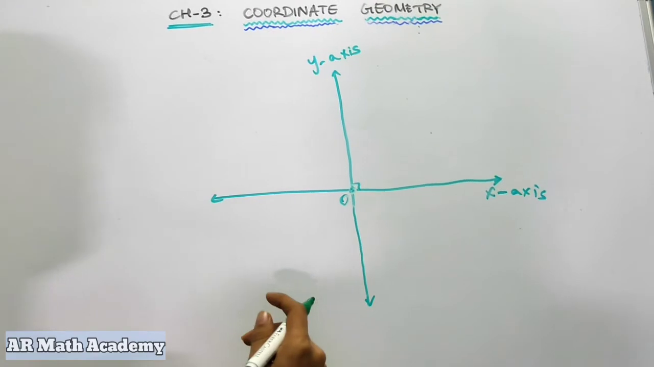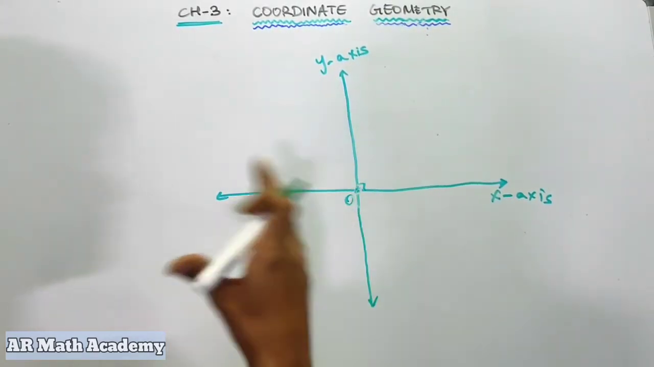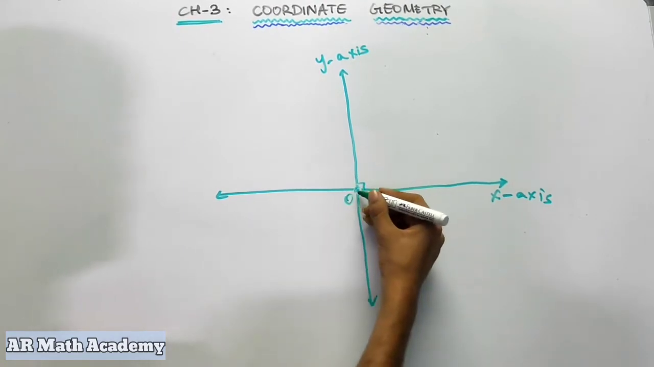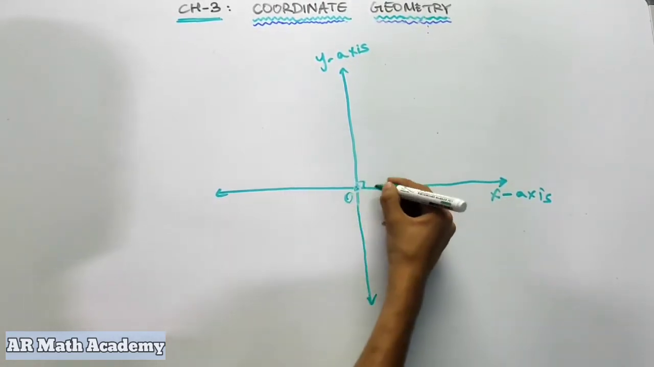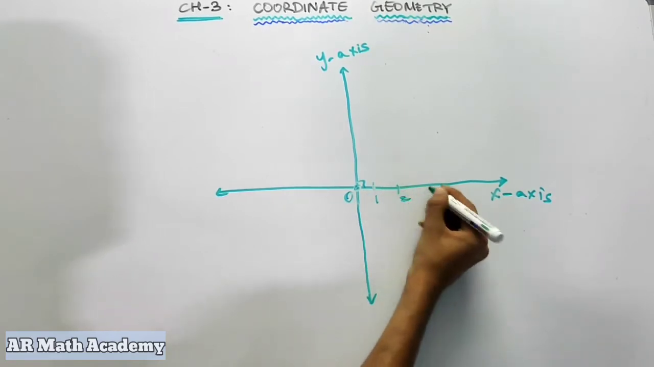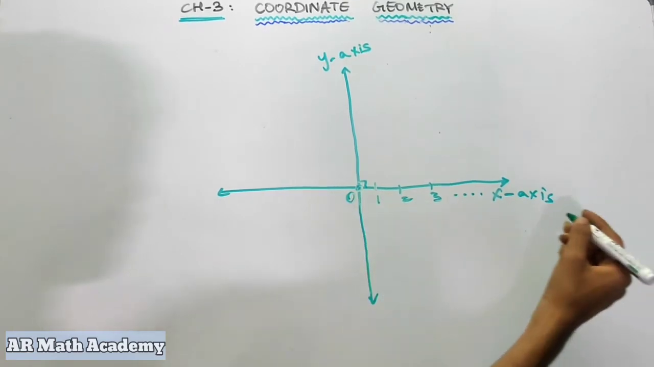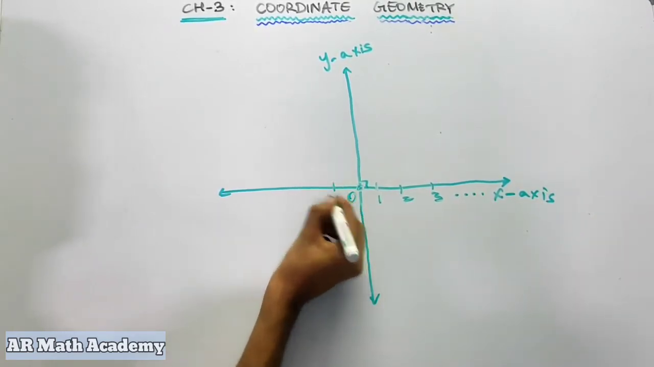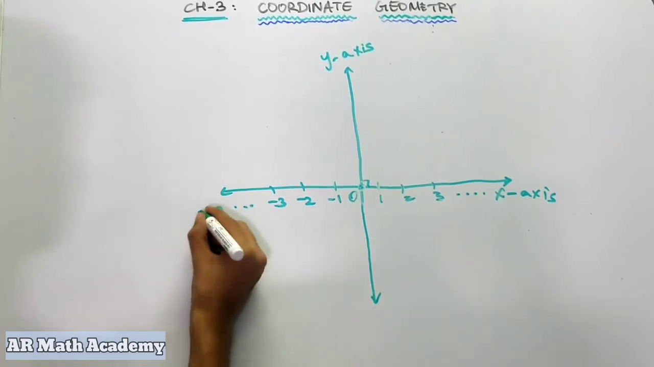Now another very important piece of information is that this x-axis is divided into certain markings. Well, 0 is considered as the center of the x-axis, and with 0 as the center, it is divided into 1, 2 and 3 and so on in the right hand side, dot dot dot till infinity, and in the left hand side -1, -2, -3 and so on till minus infinity.